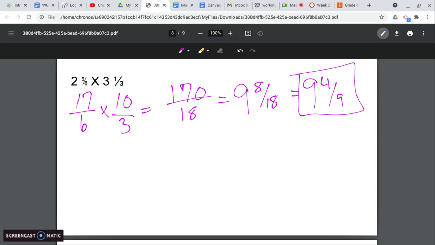All right, so all about multiplying those mixed numbers. Convert them to the improper fraction, then multiply like you would regular fractions, and then convert back into a mixed number.